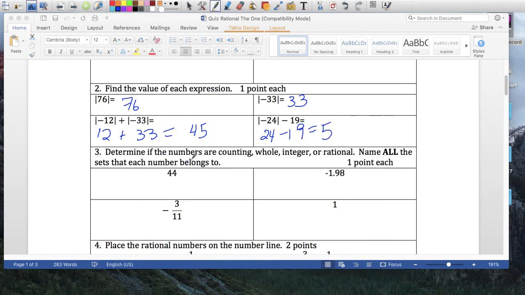Okay. Determine if the numbers are counting, whole, integer, rational. Well, 44 is a counting number. It's a whole number. It's also an integer, and it's a rational number. Negative 1.98 is not a counting number, not a whole number, not an integer, but it's rational. Negative 3/11 is not counting, not whole, not an integer, but it's rational. And finally, the number 1 is definitely a counting number, a whole number, an integer, and a rational number.